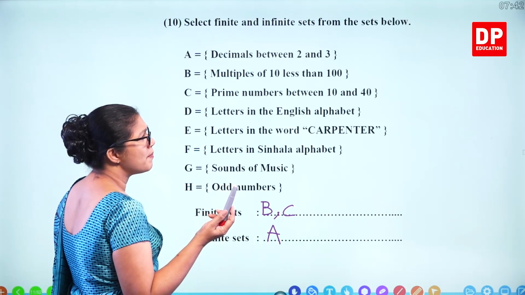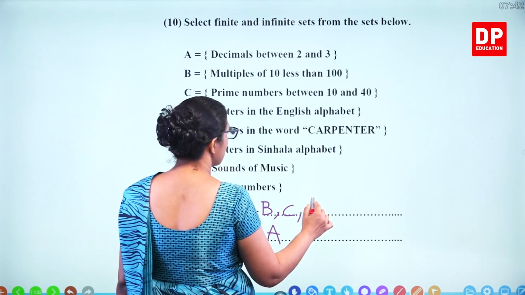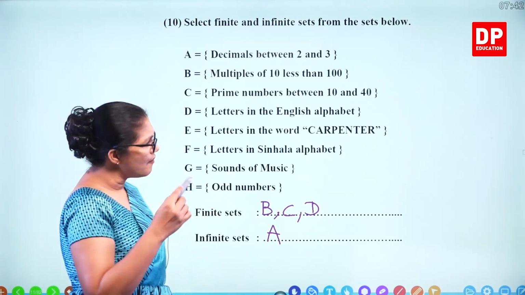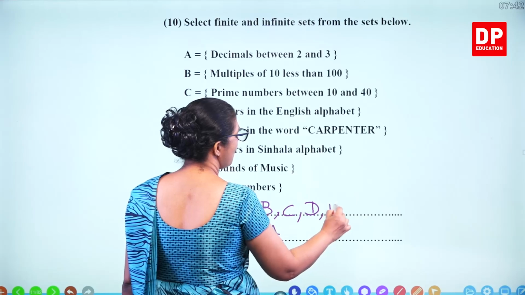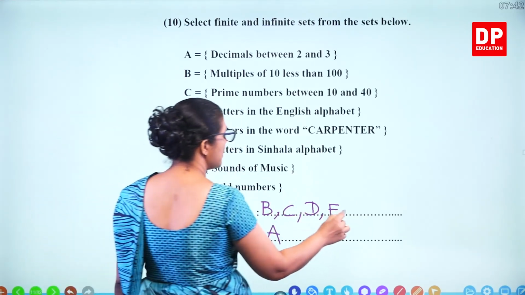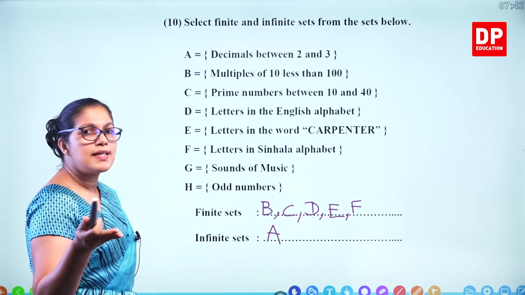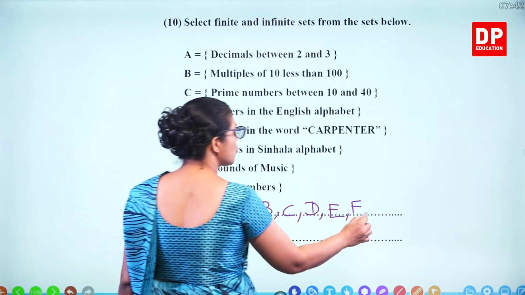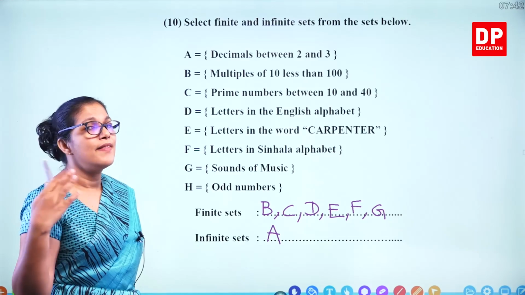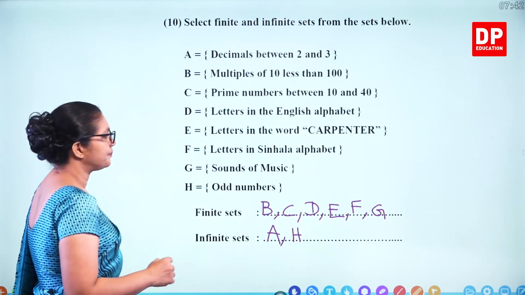Letters in the English alphabet. A, B, C, D, like that you can write. That's finite. Letters in the word carpenter. Yes, we can count. That's finite. Letters in a single alphabet. Yes, there are certain letters. You can count. Notes of music: C, D, E. You can count. That's also finite. And odd numbers. When it says odd numbers, there's no end to that. So that's infinite.